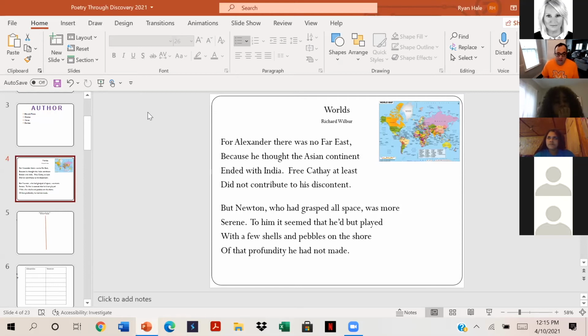Worlds. For Alexander, there was no Far East, because he thought the Asian continent ended with India. Free Cathay, at least, did not contribute to his discontent. But Newton, who had grasped all space, was more serene. To him it seemed that he'd but played with a few shells and pebbles on the shore of that profundity he had not made.